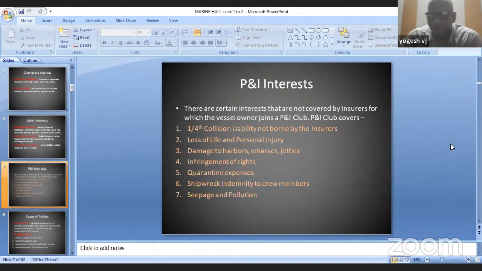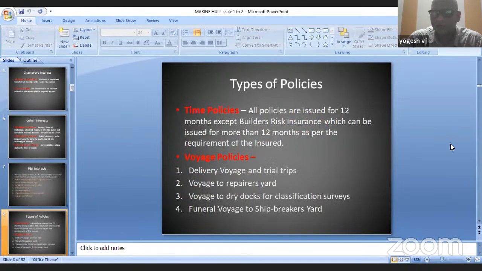Let us assume that during a particular incident, some part of the vessel or some part of the cargo which is loaded on the vessel has to be removed and kept on the port in order to carry out temporary repair works. So it is the right of the ship owner or the charterer to do that. However, any loss that occurs to the vessel or the cargo during this is not covered under hull insurance. So it is the right, and to cover this infringement, the P&I club does it.